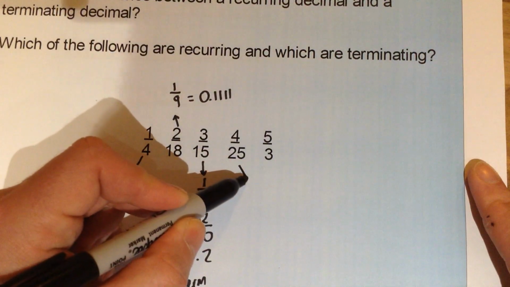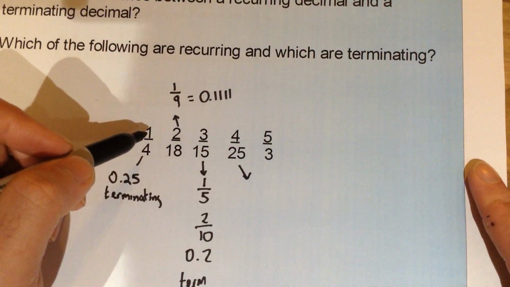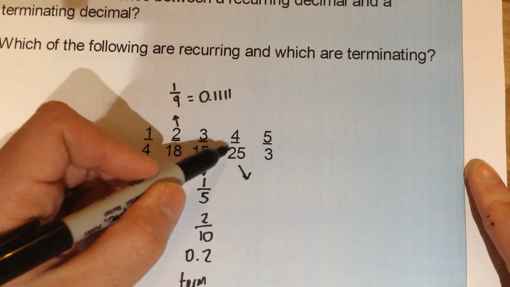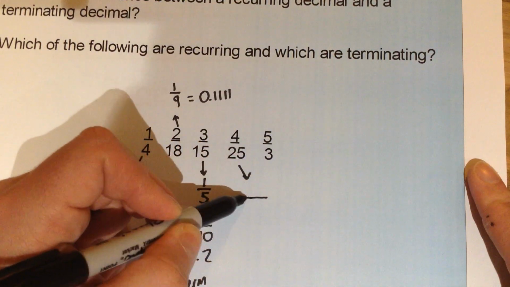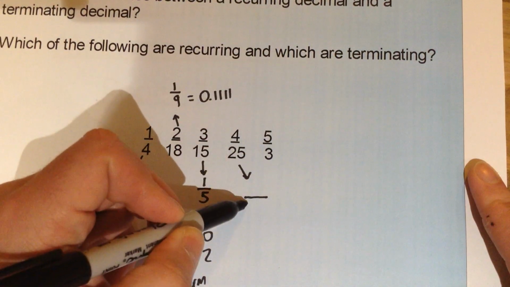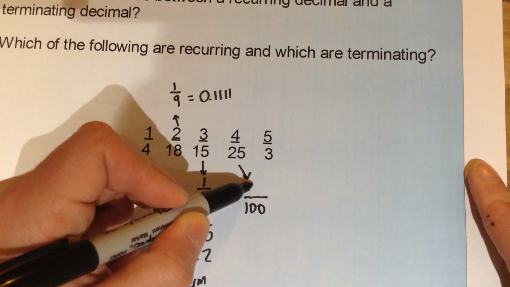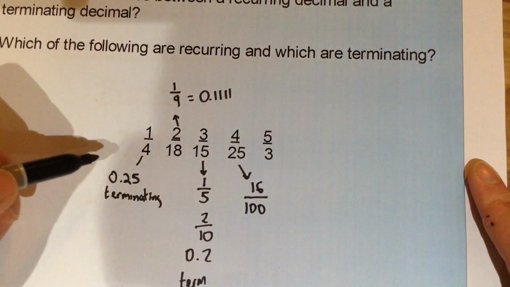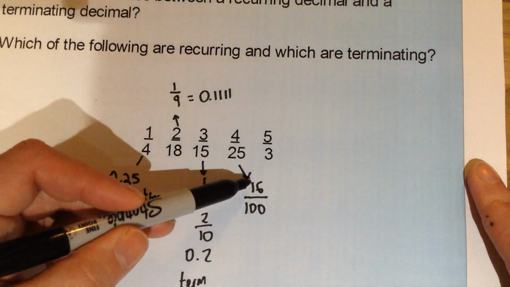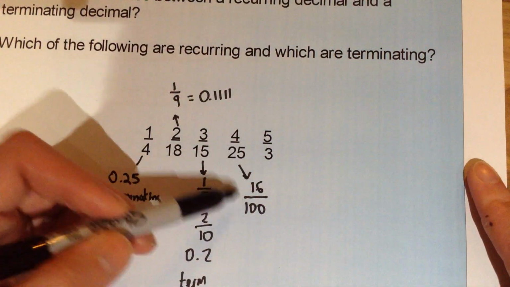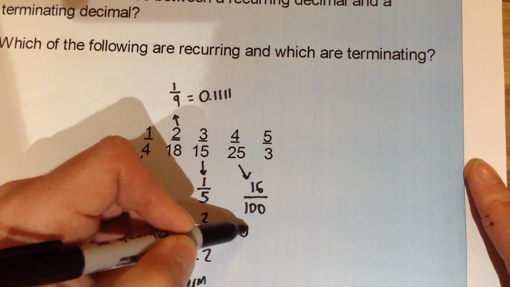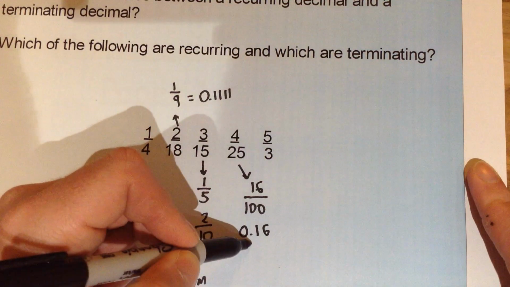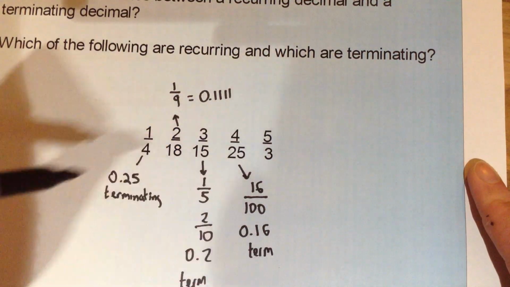4/25, I'm actually going to use the exact same idea. I can change 25 into quite a nice number at the bottom by timesing top and bottom here by 4. The reason I'd want to do that is it would give me 16/100, or alternatively we would say 16/100ths. Well, 16/100ths is 0.16, so again a terminating decimal.